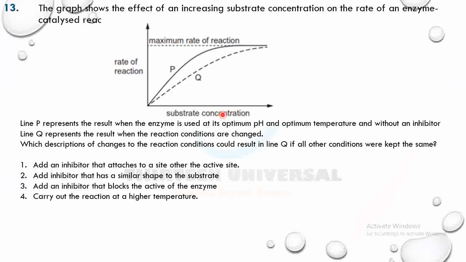Let's see what they got. Line P, this is information given to us. Line P represents the results when the enzyme is used at its optimum pH and optimum temperature, and without an inhibitor. That's for P. Line Q represents the result when the reaction conditions are changed. Which descriptions of changes to the reaction conditions could result in line Q if all other conditions were kept constant? So which description will cause a decrease from P to Q?